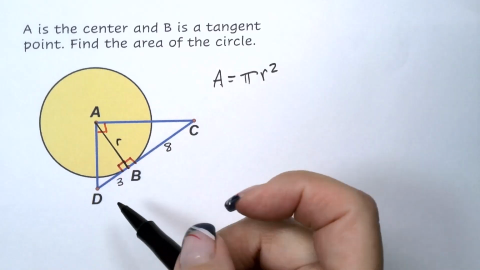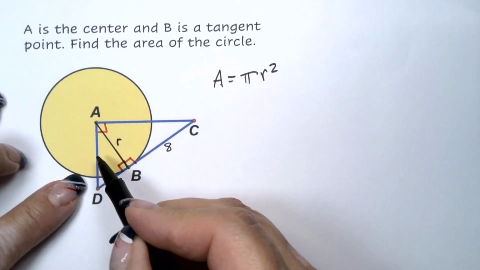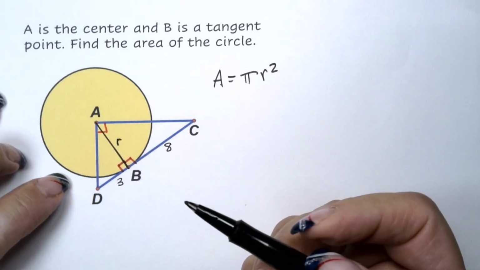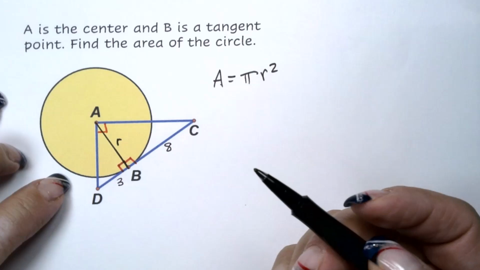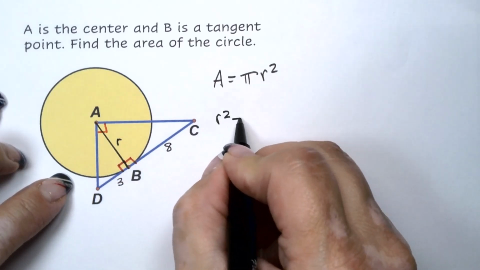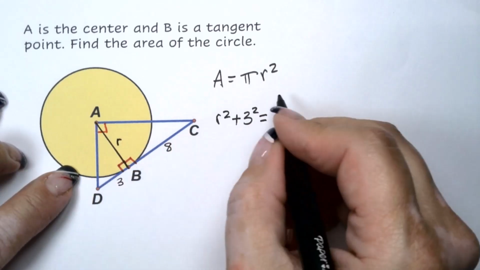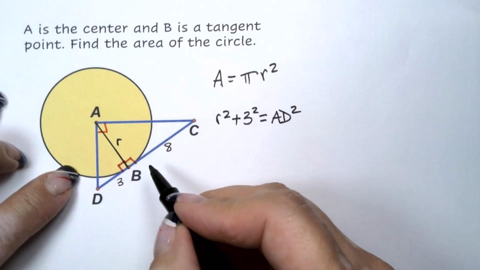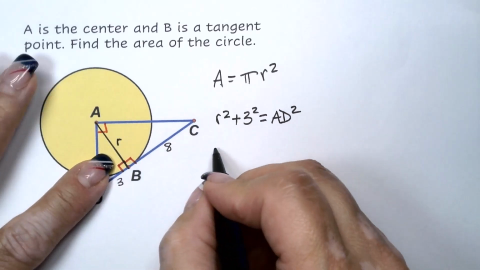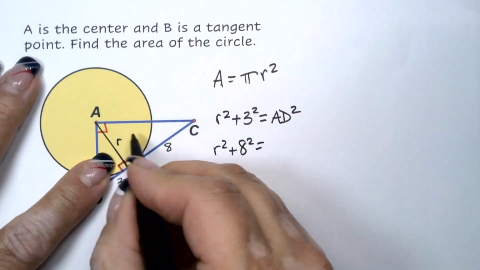Looking at this first one here where the 3 is, this piece right here from A to D, that's not exactly what I'm looking for. I'm looking for R, but I got to come up with something here. So I'm going to use Pythagorean theorem at this point. I do know here that R squared plus this 3 squared would equal this AD squared. On the other triangle with the 8, R squared plus 8 squared would equal AC squared.